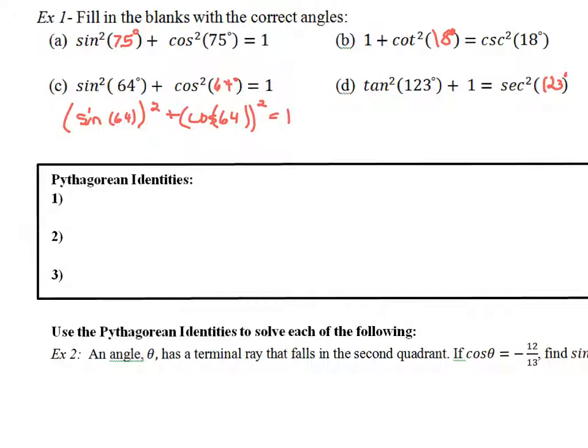I've memorized the first one, cosine squared theta plus sine squared theta equals 1, and then I memorize how to get the other 2, just like we did on the previous page in those 2 boxes, dividing by cosine squared and then dividing by sine squared. So now let's fill in the box with these 3 Pythagorean identities.